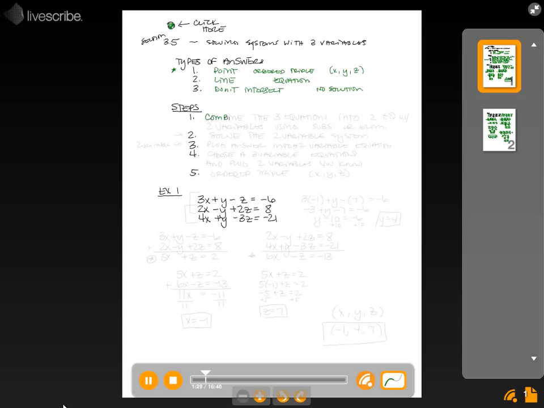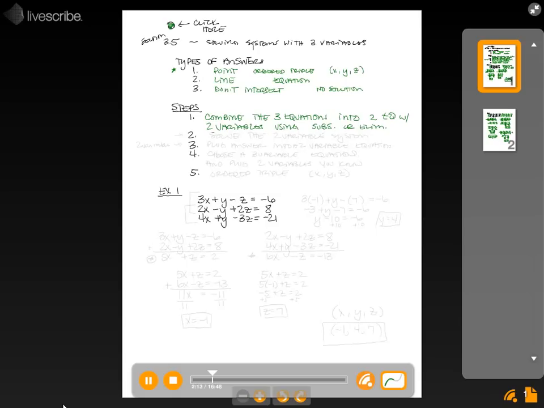Okay, there are 5 steps to solving a system of equations with three variables, and the first one is to combine the three equations into two variable equations. So somehow we're going to get rid of one of our variables, into two equations with two variables. You're going to use either substitution or elimination. You have to use one or the other to get that.